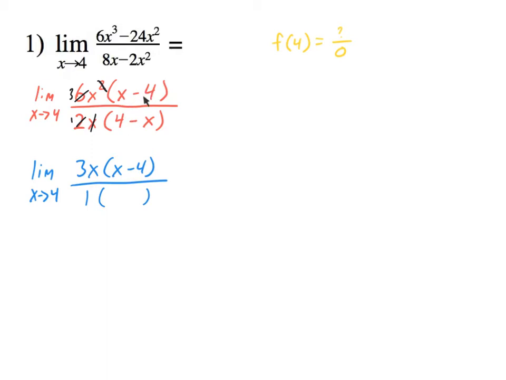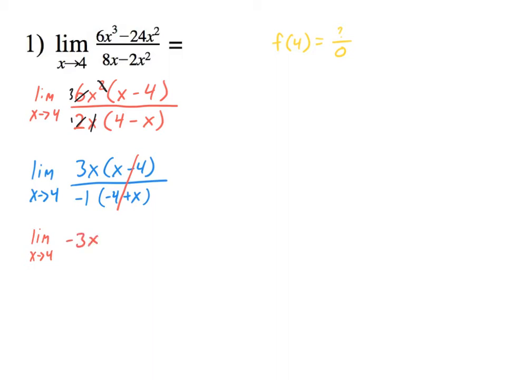And I want to do something here. This right here looks so much like that. If I pull a negative 1 out of this, won't it match this? And yes, it will. That'll help me. Watch what happens. I'm going to pull a negative out, leaving me a negative 4 plus x. And what you'll notice is these are identical if you rewrite them. So what I can now do is these disappear, leaving me the limit as x approaches 4 of negative 3x.